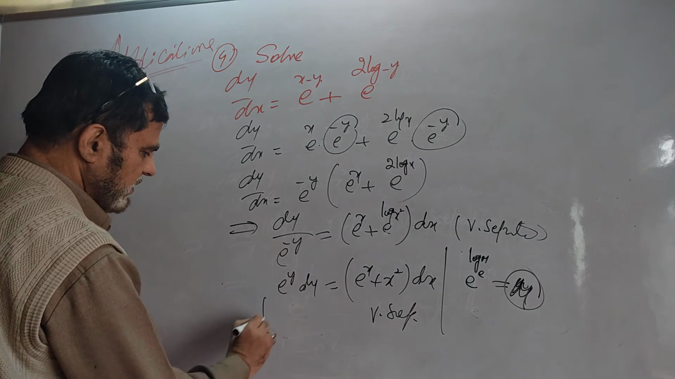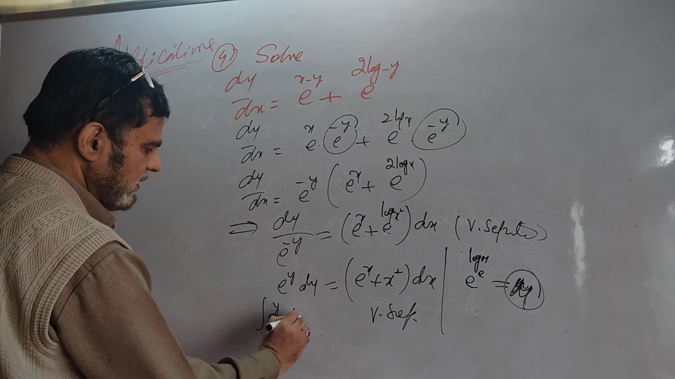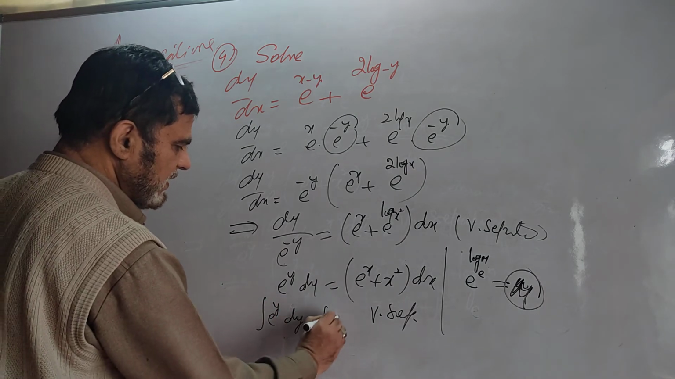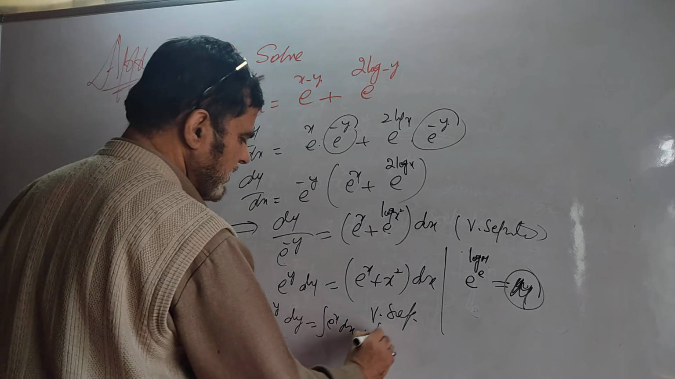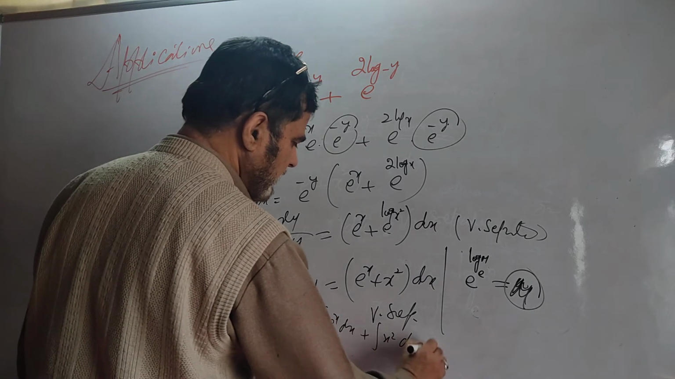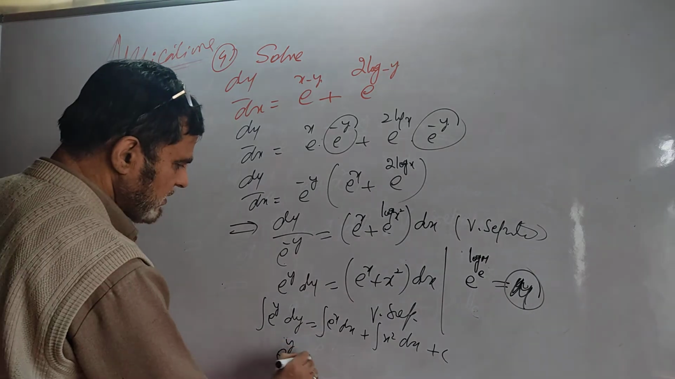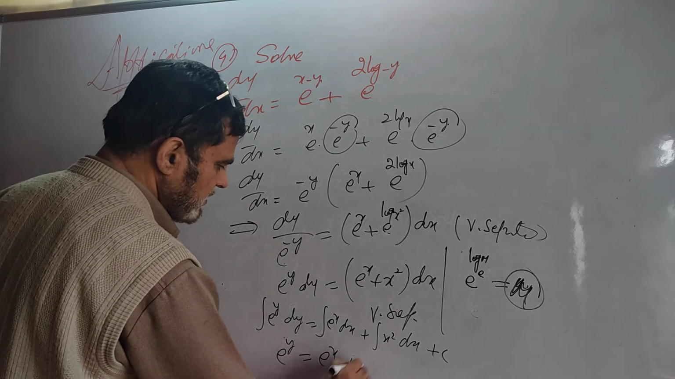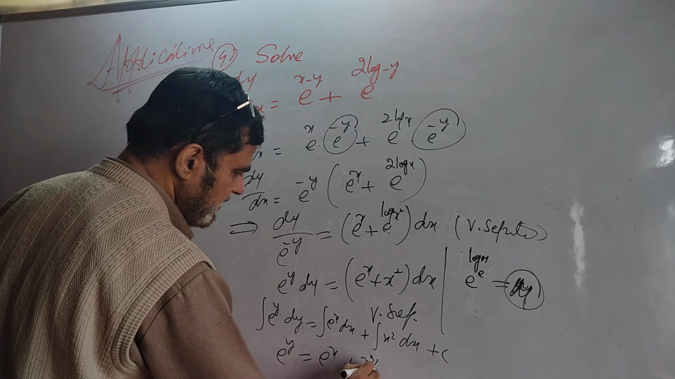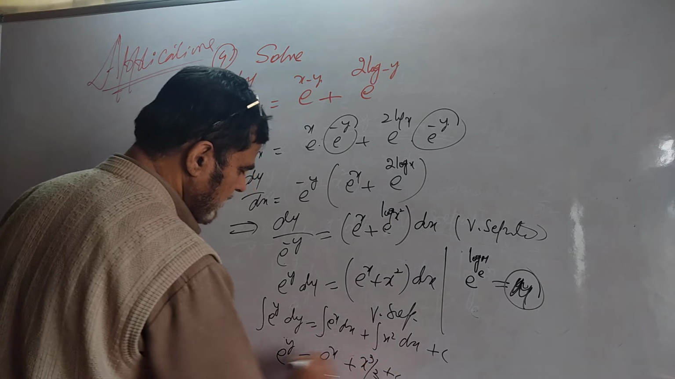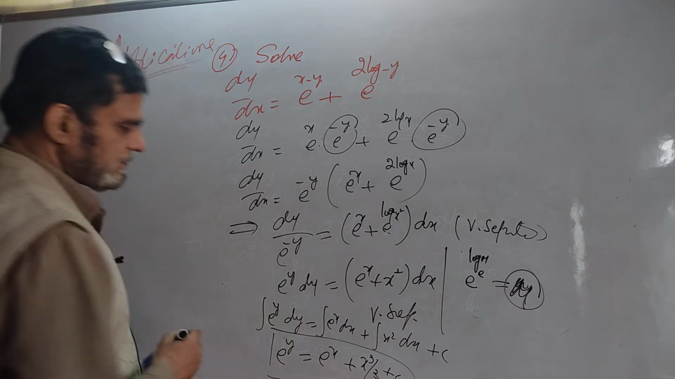You can write it as integral of e raised to power y dy is equal to integral of e raised to power x dx plus integral of x square dx plus c. This is e raised to power y is equal to e raised to power x plus x cube by 3, the integral of x square, plus c. So this is your solution.